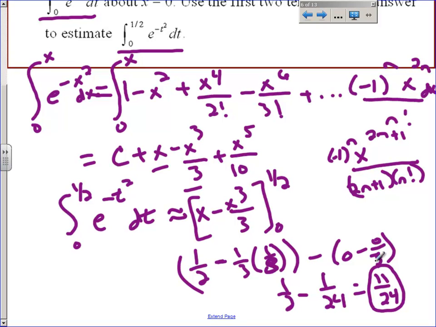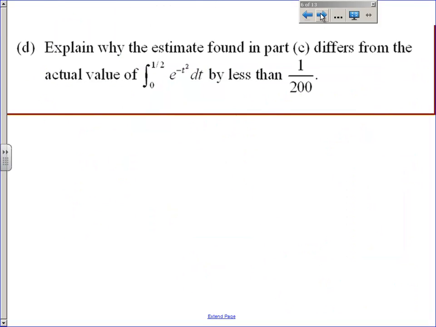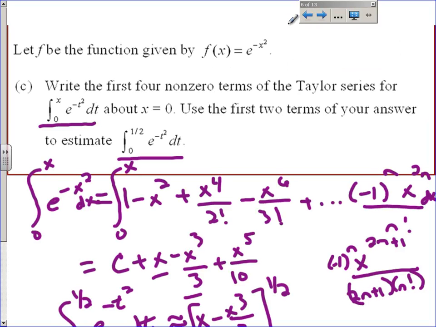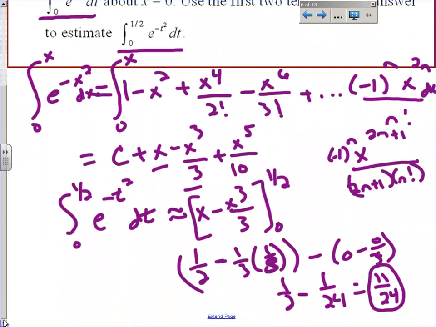But as I said in class, no approximation is valid or good or useful unless it comes with an error statement. So how could we use an error statement here? Explain why the estimate found in part C differs from the actual value by less than 1 over 200. How can I use an error statement? What kind of series is this? This is an alternating series whose terms are getting smaller. We can prove that here very simply. You see the terms are getting smaller.